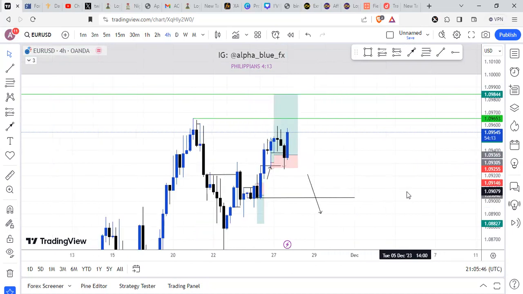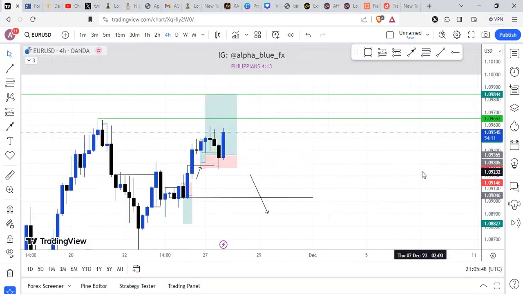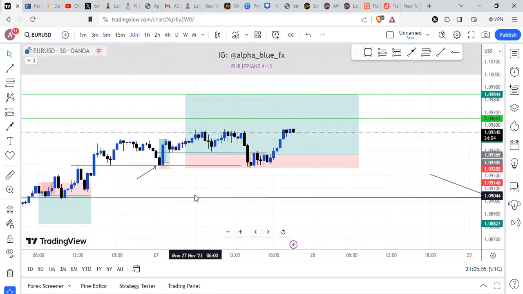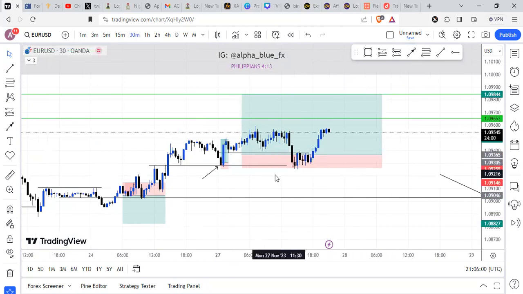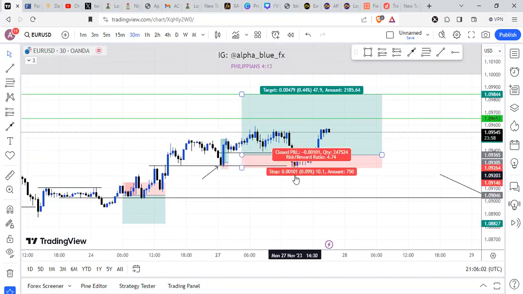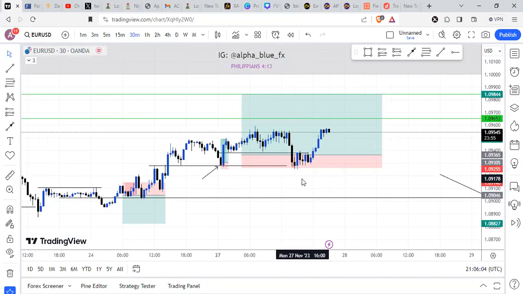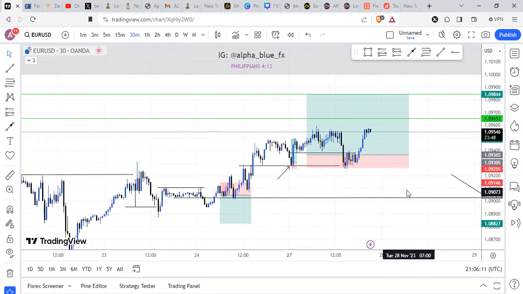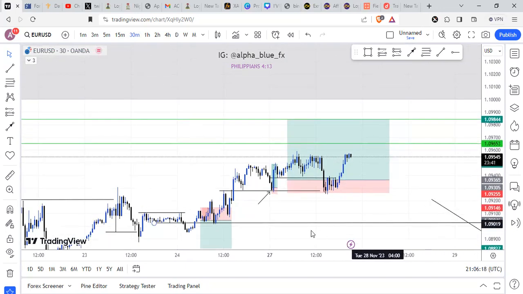So I moved my SL lower and then I waited to see what price will do after it has taken out this liquidity right here. This liquidity here that I marked out. So when price came, took it out, I saw this strong bullish candle. I now knew that okay, this is going to continue. The buy will continue. So I got more confident on the trade and then I held it for more.